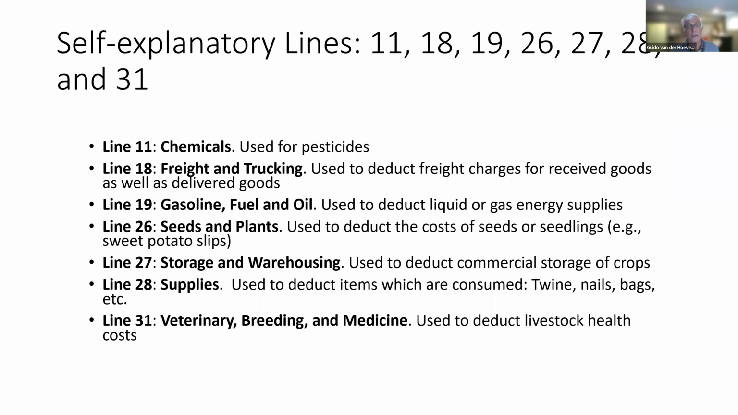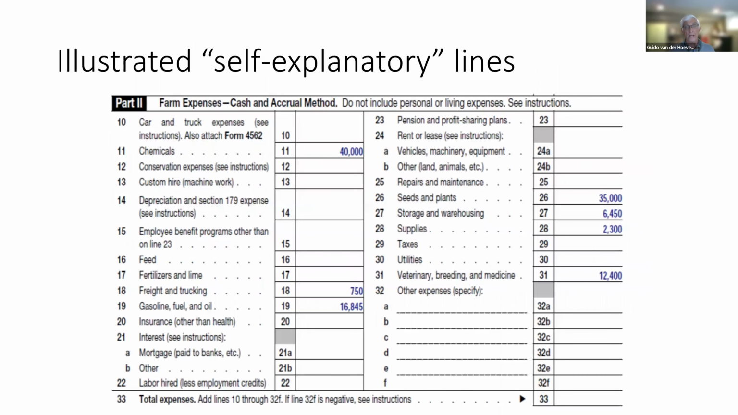Now, several lines on Schedule F are relatively what I would refer to as self-explanatory, and they're listed here for you on this slide. They're chemicals, freight and trucking, gas, fuel, oil, seeds, plants, storage, warehousing, supplies, etc. Those are relatively straightforward. The record-keeping system would delineate those, and you just add those totals and report them. And here's just the illustrated self-explanatory lines.